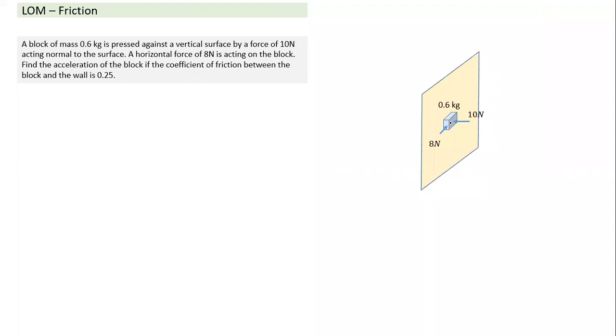The block itself doesn't remain at rest. But if you press it down, we know that in that case, it doesn't slide downwards if you press it hard enough. So what is given in the question? A block of mass 0.6 kg is pressed against a vertical surface by a force of 10 Newton. So this force is acting perpendicular to the surface, and another horizontal force of 8 Newton is applied. This force is acting here sideways also. Find the acceleration of the block if the coefficient of friction between the block and the wall is 0.25.